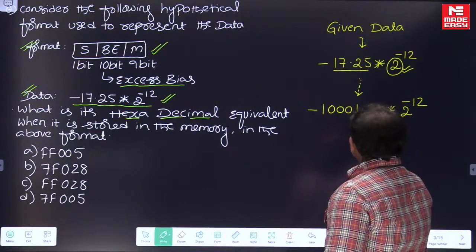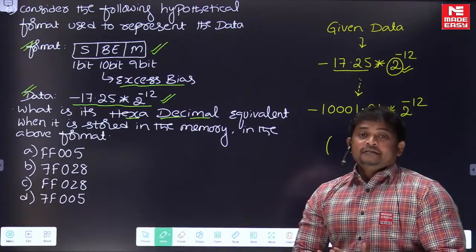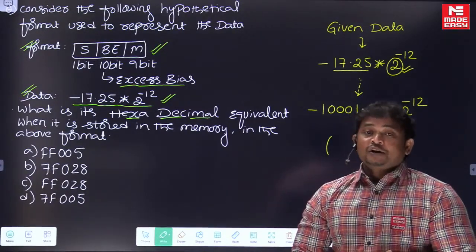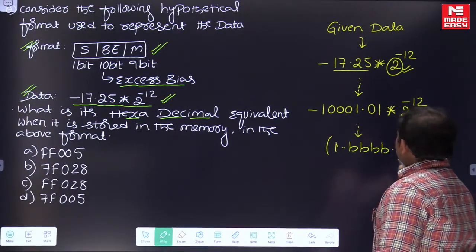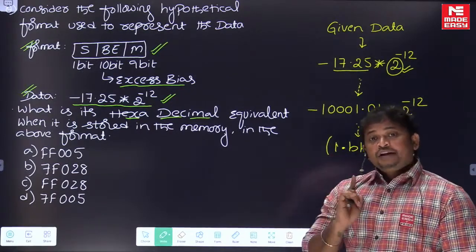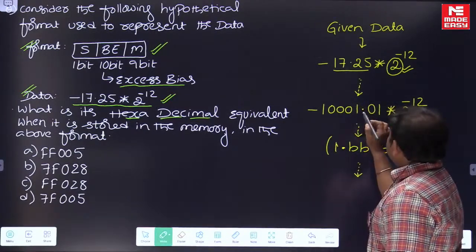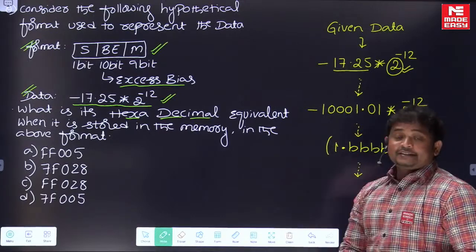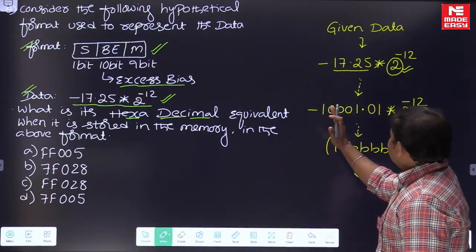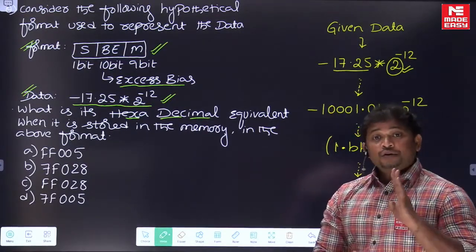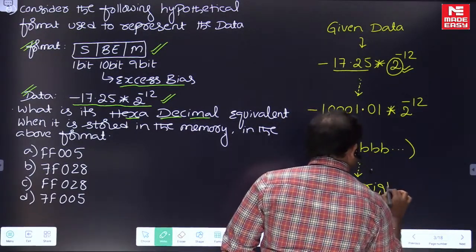Now apply normalization. Before storing the data into memory, we need to verify whether the data is in the normal format or not. Normalized format is 1.BBB. Before the decimal point there should be only one digit, that should be 1. When we verify our data, there are 5 digits before the decimal point. We want only 1, therefore this data will be aligned to the right 4 times.